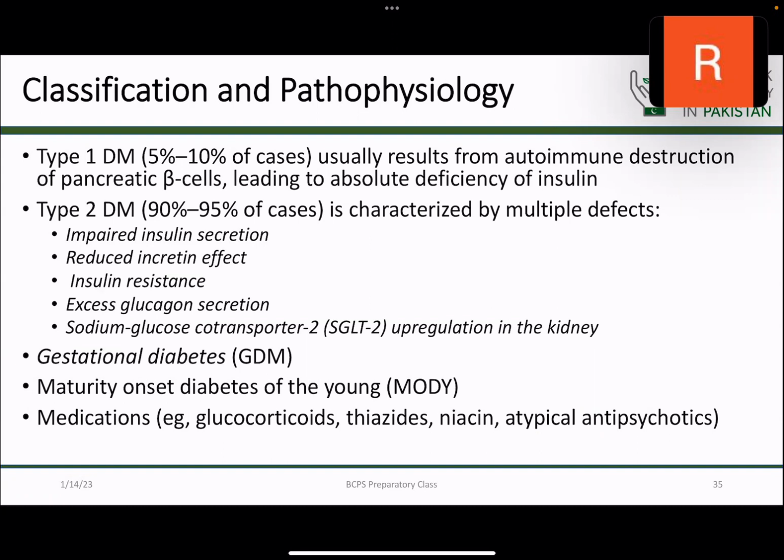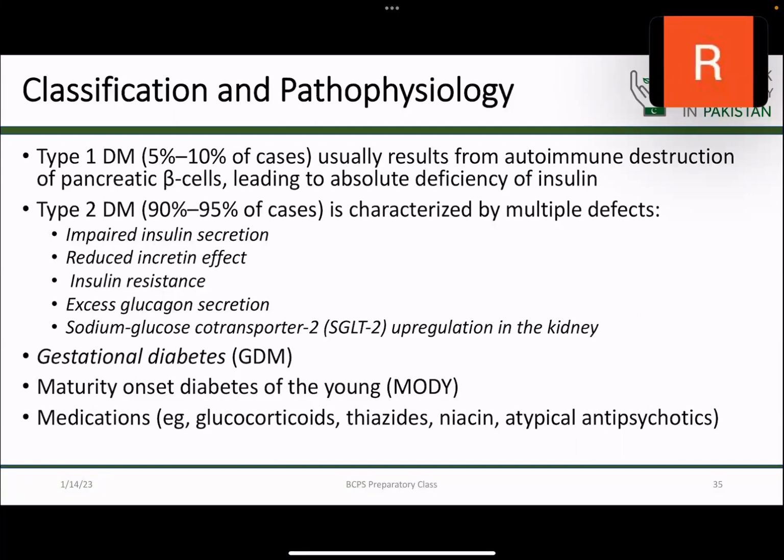So type 1 diabetes occurs in 5 to 10% of the cases. Previously it was called insulin dependent diabetes or juvenile onset diabetes, because the onset is in the early ages. This usually results from autoimmune destruction of the pancreatic beta cells, which are the source of insulin. So that's why there is an absolute deficiency of insulin in type 1 diabetes mellitus patients.